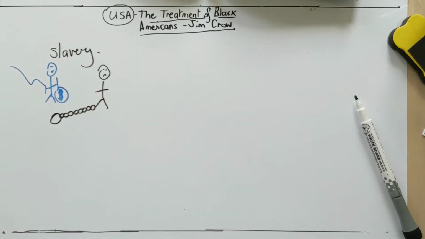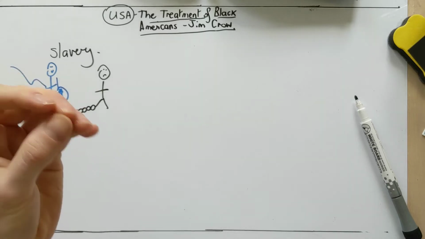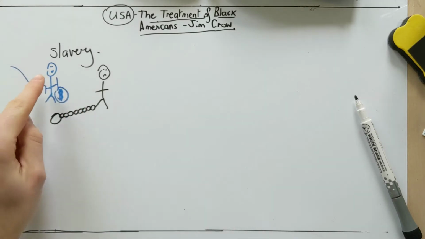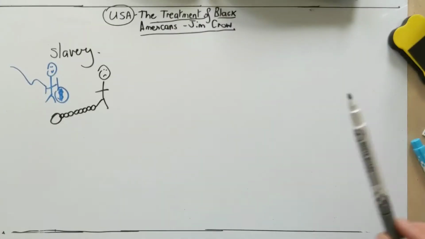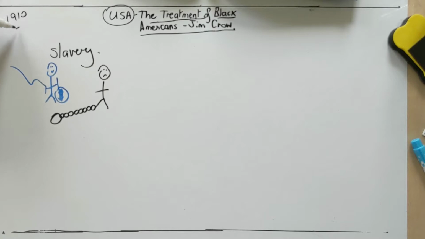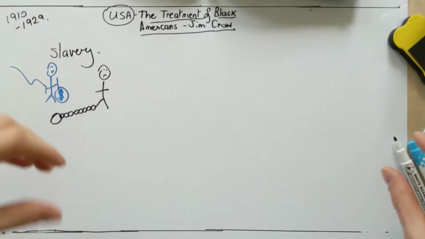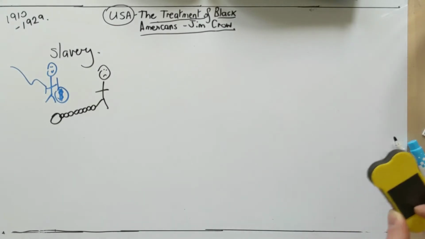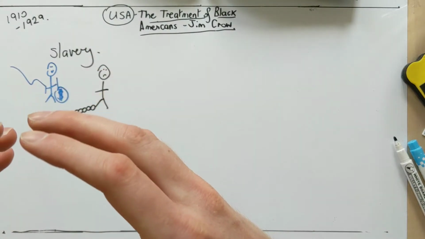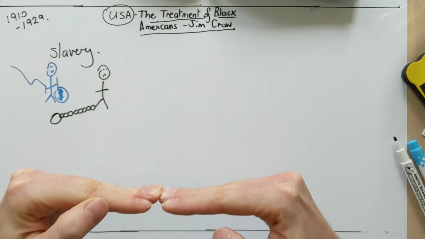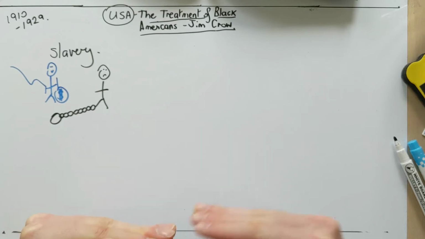So they're being treated as second-class citizens. They're being treated appallingly. If they don't do their work, they're being attacked. They're not being paid because they're slaves, so this person owns them and doesn't have to pay them. But remember, we're only looking at 1910 to 1929. So all we need to know about slavery is it brings Africans into America, and they start off at the bottom of the pile, in effect. They start off in a very, very weak position.